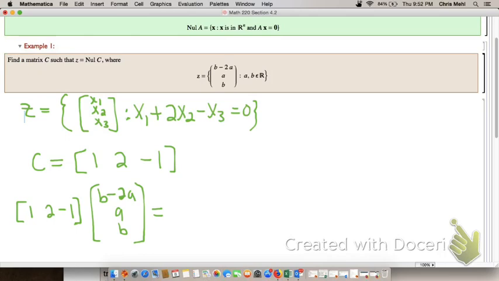If you multiply this out, this is a 1 by 3 matrix times a 3 by 1 matrix, so the result of multiplying these matrices is just going to be a 1 by 1 real number, and we'll multiply this out. I'm going to take 1 times B minus 2A, so I just did the multiplication of 1 with B minus 2A. Now I'm going to multiply 2 by A. So now we end up with plus 2A.